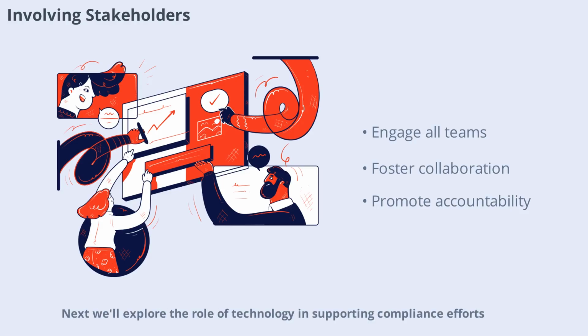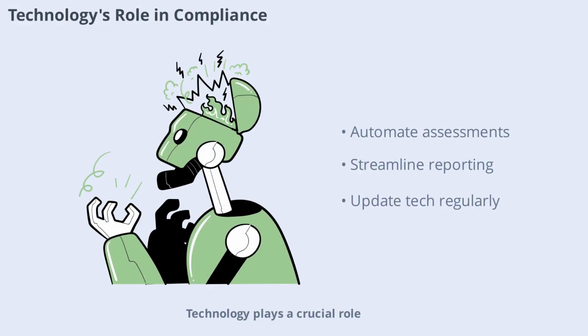Next, we'll explore the role of technology in supporting compliance efforts. Technology plays a crucial role in achieving and maintaining cybersecurity compliance. Automated tools can help with risk assessments, monitoring, reporting, and incident response. Security solutions like firewalls, encryption, and access controls are essential for protecting data. Choosing the right technology can streamline compliance efforts and reduce manual workload.